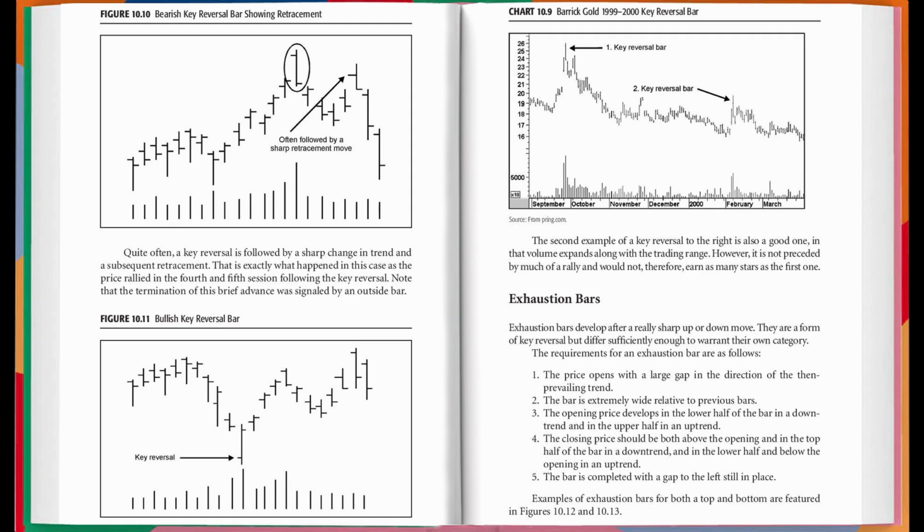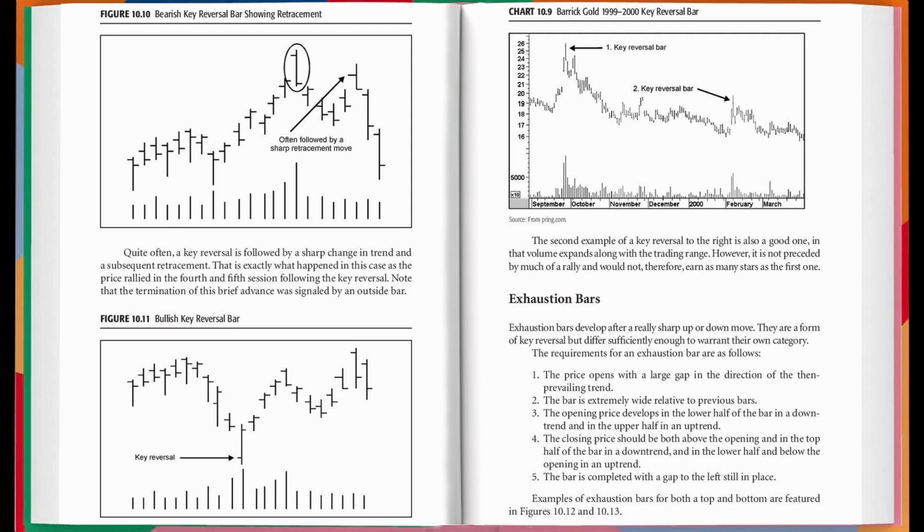The second example of a key reversal to the right is also a good one, in that volume expands along with the trading range. However, it is not preceded by much of a rally and would not, therefore, earn as many stars as the first one.